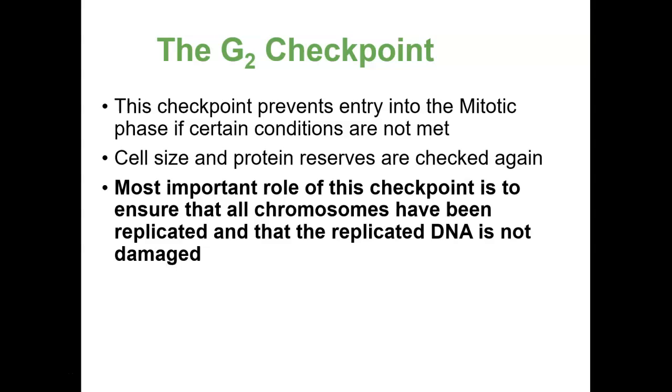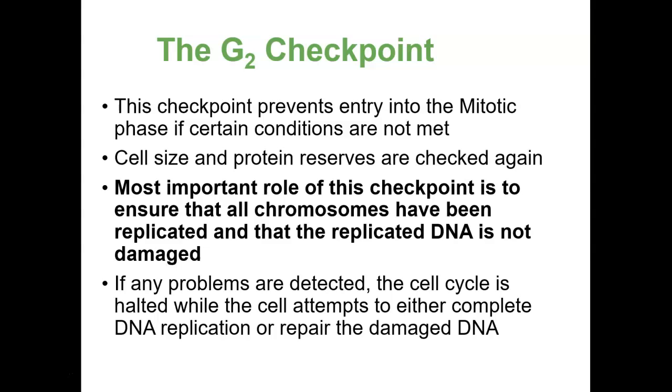Now, this isn't part of G1 because we haven't copied them yet, but as we progressed from G1 through S, the chromosomes were copied. And this G2 checkpoint wants to make sure that we have copied all the chromosomes properly and that in that copying, none of the DNA has been damaged. If any problems are found here, we're going to halt the cell cycle again and see if we can complete the DNA replication, the copying, or repair any of the damaged DNA.